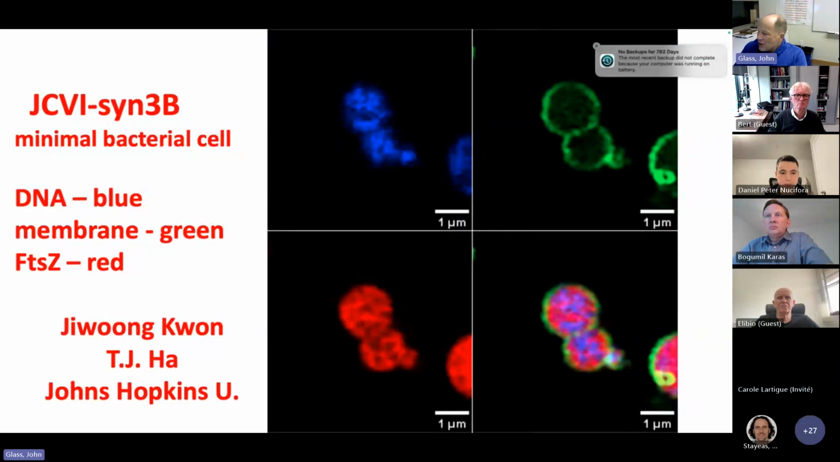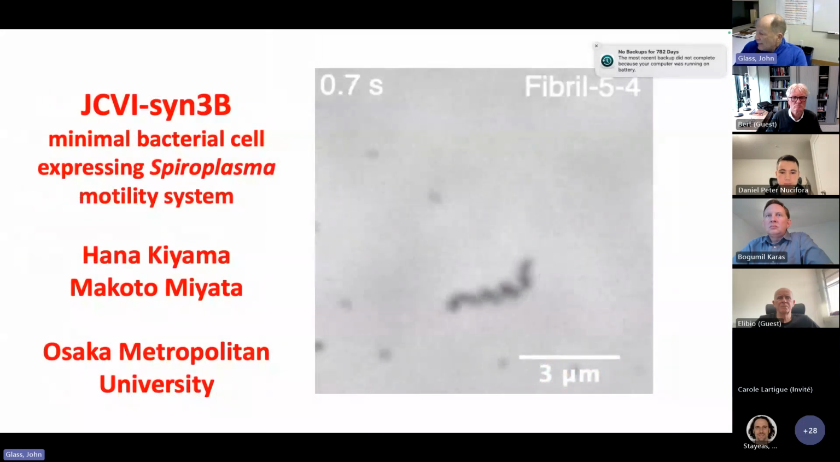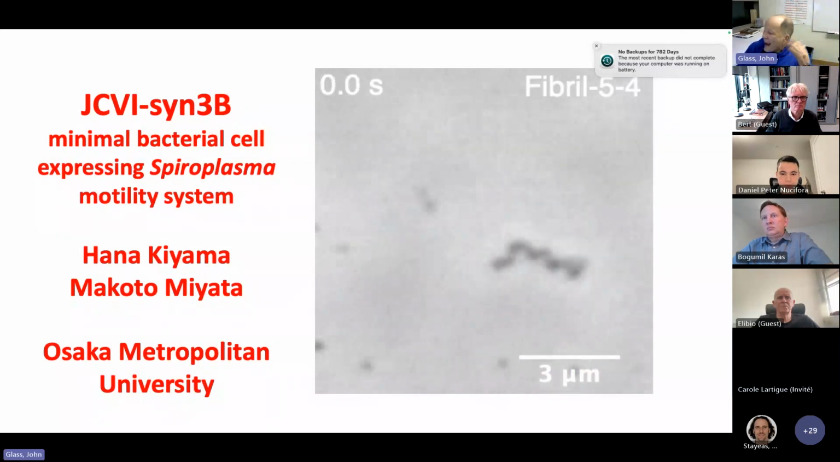We've got some images from Ji-Woon Kwon and TJ Ha, now at Harvard, where we're seeing cells. You can see these cells with a super resolution microscope at the University of Illinois at Champaign-Urbana. Makoto Miyata's group has made this dazzling image of JCVI-SYN3B, where they added 5 genes to make the cell swim around. I just love this image.